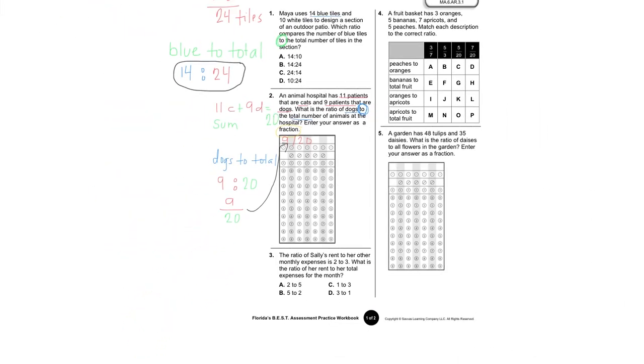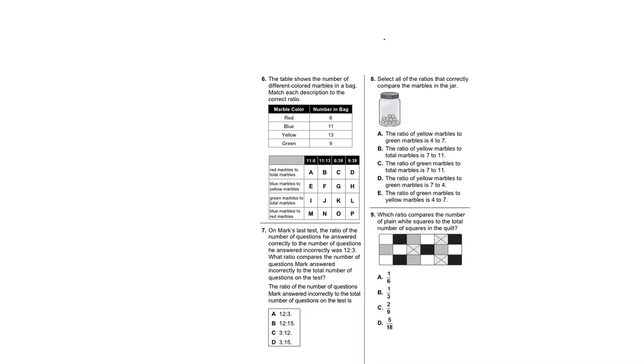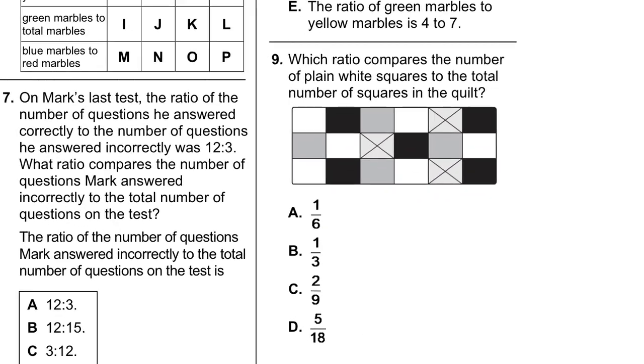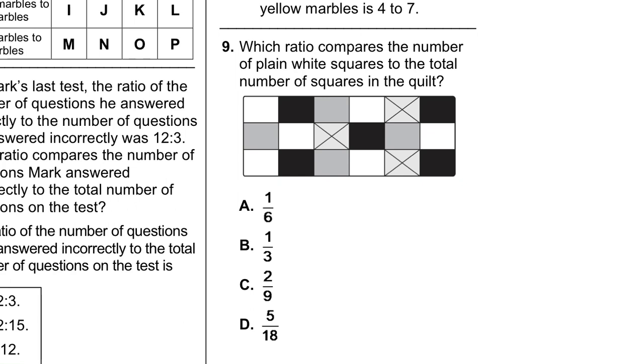Okay, the next problem we're going to look at is problem number 9. Let's read it and pause this video. Now we're back, and the problem says compares the number of plain white to, keyword, to the total number of squares, of all the squares.